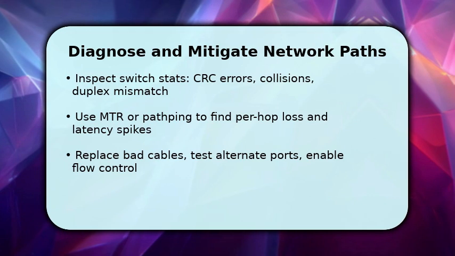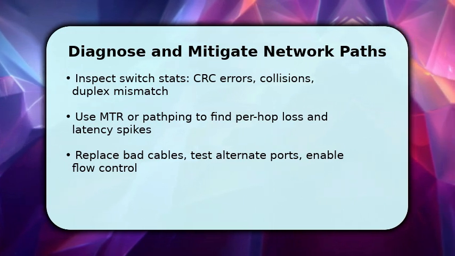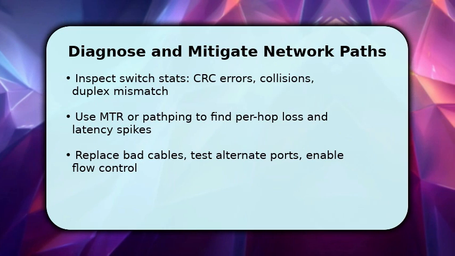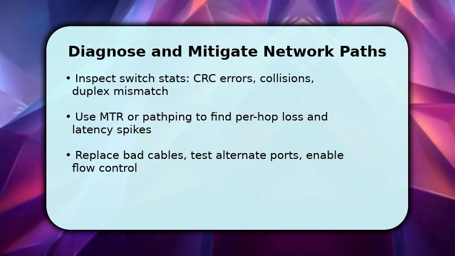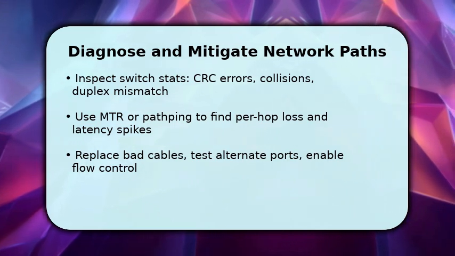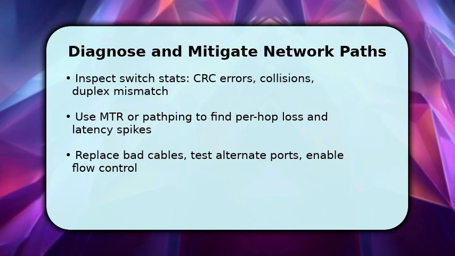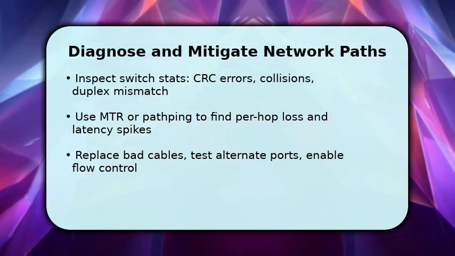Once you identify a segment, replace suspect Cat5e/Cat6 cables, move to a different switch port, and enable or standardize duplex and flow control settings. These targeted fixes stop ongoing retransmissions and stabilize throughput across the path.